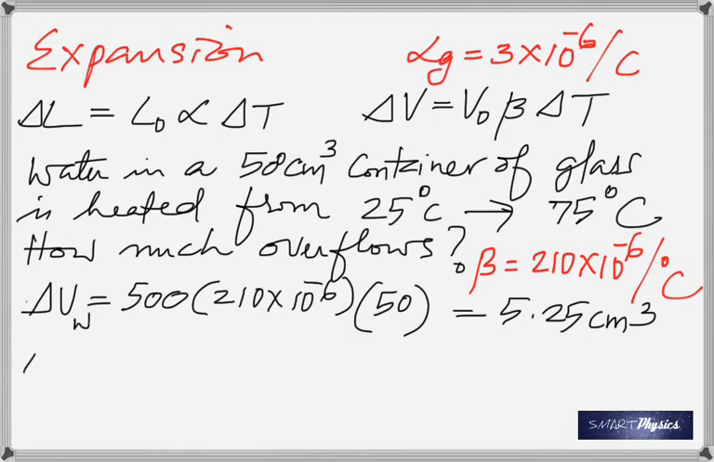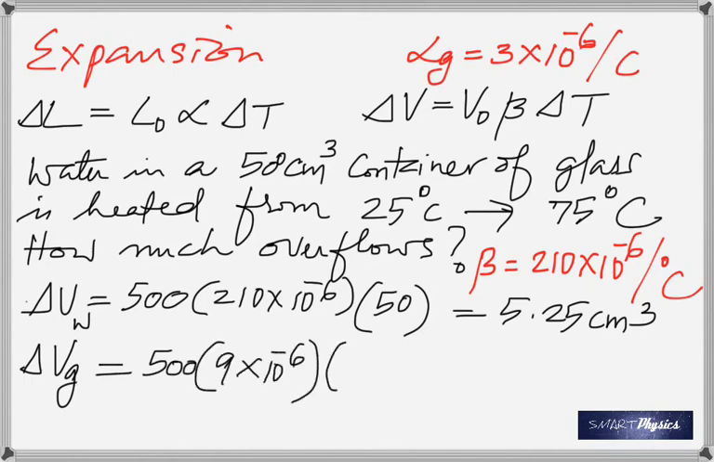All right. And then find the expansion for glass. 500 times 9. Now we know why it's 9: 3 times 3. At least one time I've seen people struggle to multiply 3 times 10 to the negative 6 with, many times I've seen it written as 9 times 10 to the negative 18.